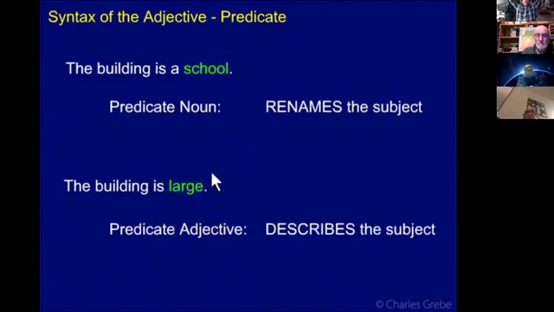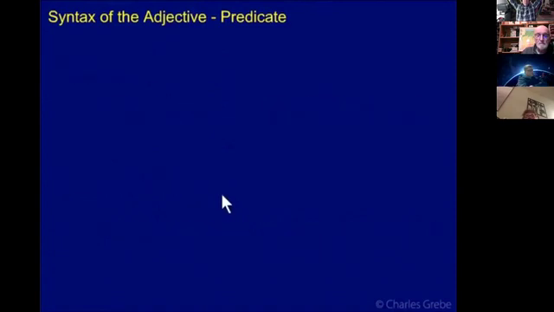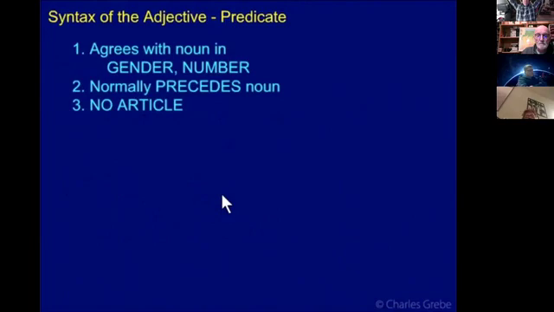Well, our adjectives can play this role as well. So let's look at that. The rules are that a predicate adjective agrees with the noun in gender and number. Notice there's nothing here about definite status. With the attributive, we had the third agreement had to be with definite status. They had to both be definite or both indefinite. With the predicate, it doesn't say anything about that. So it could be or it may not be.